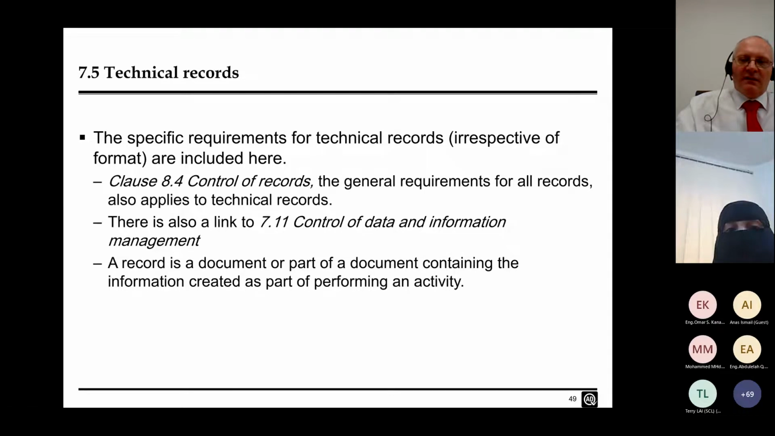Okay, technical records. Technical records is another important thing. As we said before, records are documents, they're the evidence, they're the information created as part of performing an activity, it says here. You do something, you produce records. You do a calibration, you have technical records of the calibration.